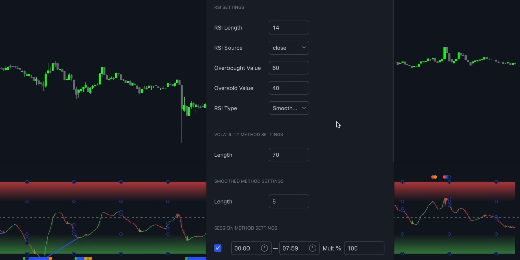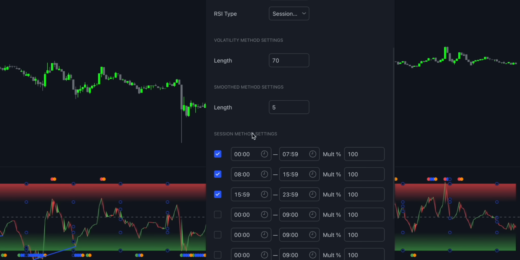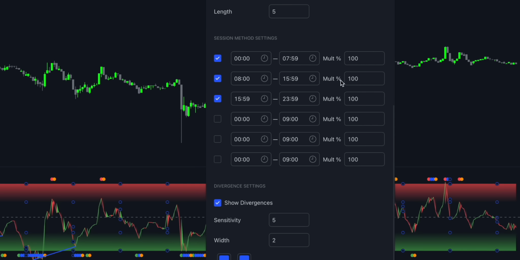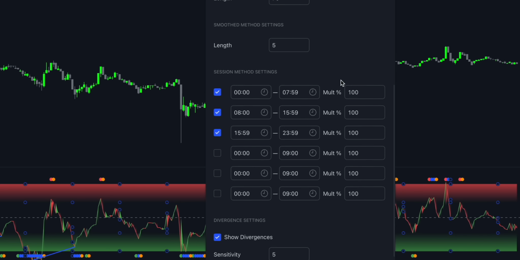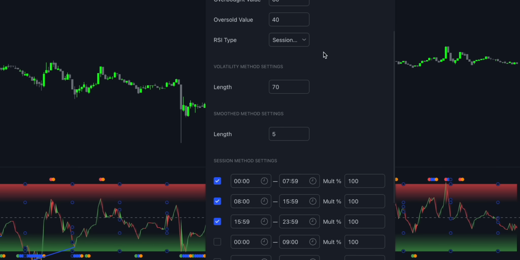The last method is session-weighted RSI. With this innovative method, you can specify multipliers for different time sessions throughout the day to manipulate the base RSI. Each session can be customized with start and end times, enabling or disabling specific sessions, and specifying the multiplier for each session. This feature allows traders to adapt the RSI to different market sessions dynamically. You can choose whichever method you like. For this strategy, it is best to select the session-weighted method.